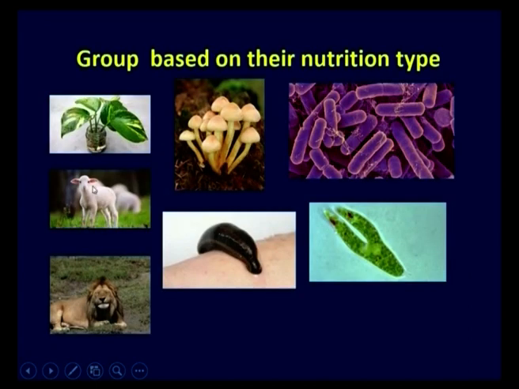Next, I am giving here different organisms: a plant, a goat, a lion and a leech. Here is a fungus, the mushroom, a well-known example, and the bacteria and euglena. Now you have to group them according to their nutrition type. In this I have given heterotrophs, saprophytes, parasites. So you have to identify them and group them based on their nutrition type.